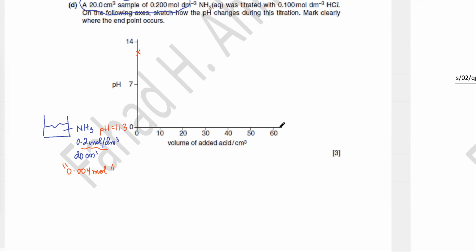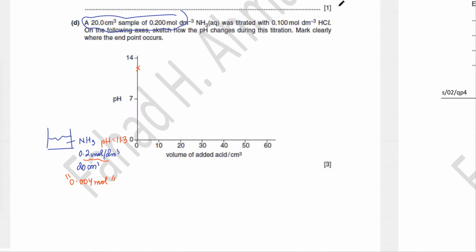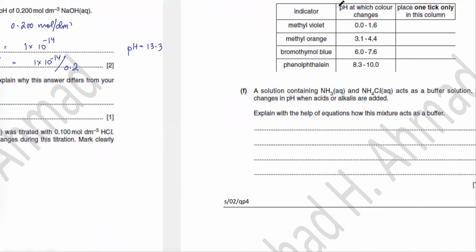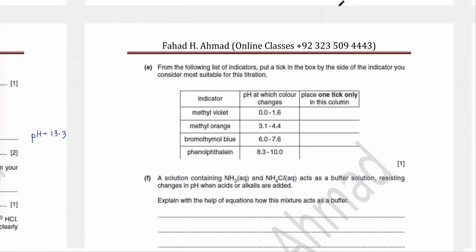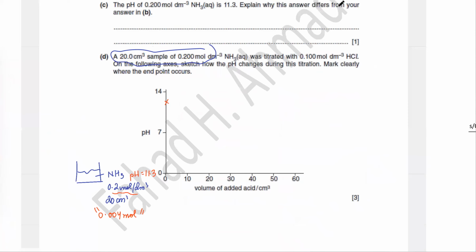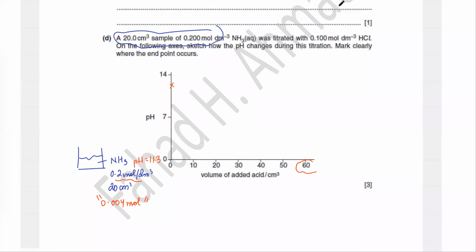Now we're going to find how much HCl he is adding. It was titrated with 0.1 mole per dm cube HCl. Actually, they didn't tell you how much HCl was being added. Maybe in the next parts, or maybe you just have to assume that you're adding a total of 60 cm cube of HCl. So from the top you're adding 60 cm cube of 0.1 mole per dm cube.